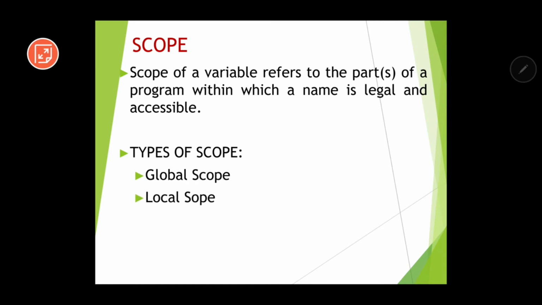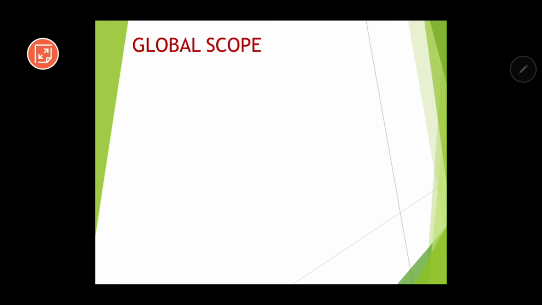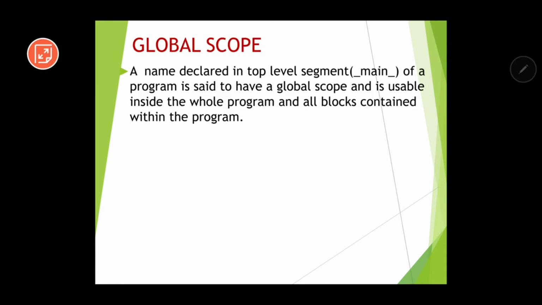Let's try to understand what we mean by global and local scope respectively. From the name only it is evident that global scope will have a wider acceptance and local scope will have a little bit less acceptance. So let's try to understand the meaning of global scope. So what is global scope? A name declared in the top level segment of a program is said to have a global scope and is usable inside the whole program and all the blocks contained within the program.